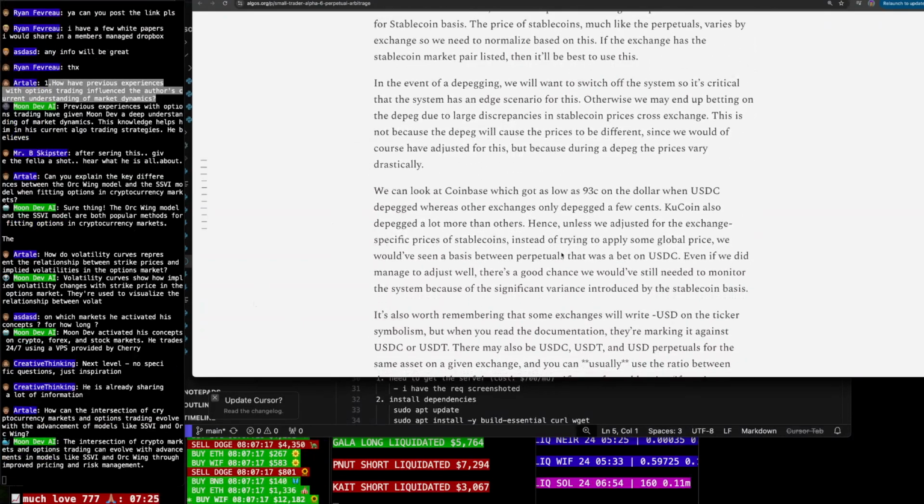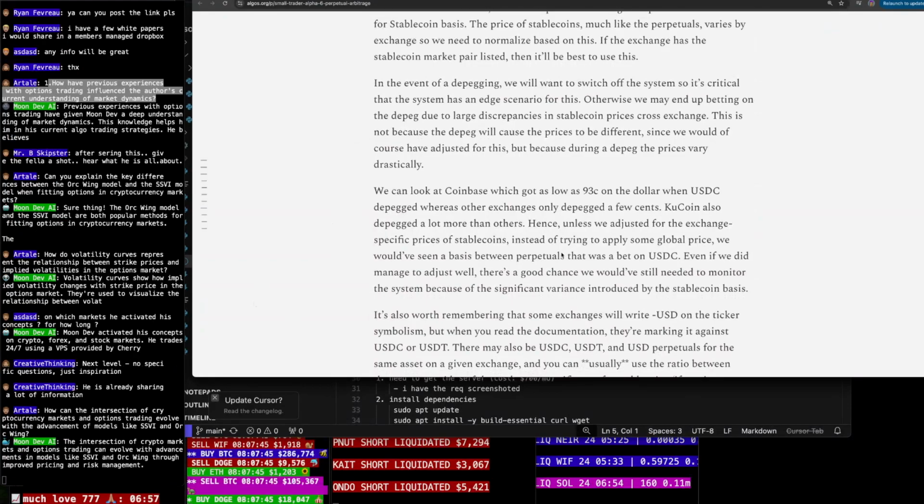In the event of depegging, we will want to switch off the system, so it's critical that the system has an edge ratio scenario for this. Otherwise, we may end up betting on the depeg due to large discrepancies in stablecoin prices cross-exchange. This is not because the depeg will cause the prices to be different, since we would of course have adjusted for this, but because during a depeg the prices vary drastically.